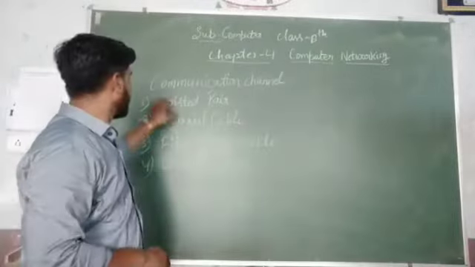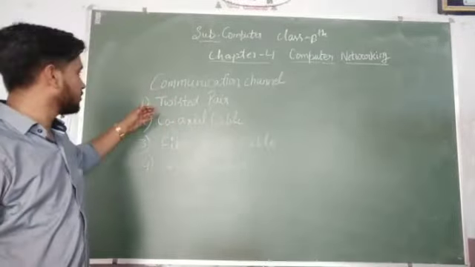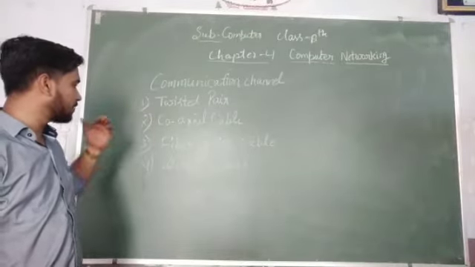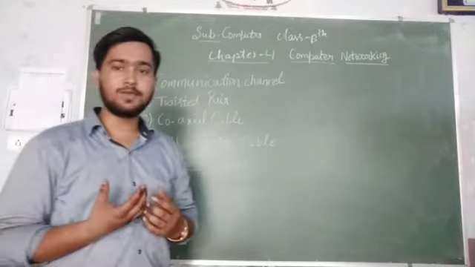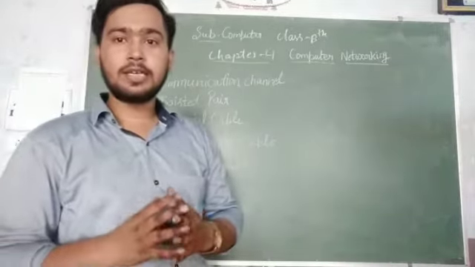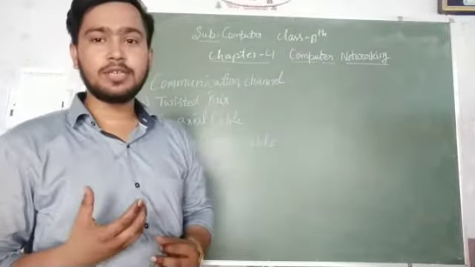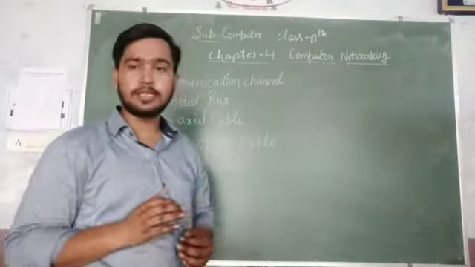Next, what are the communication channels? There are four types of communication channels: first is twisted pair, second is coaxial cable, third is fiber optics cable, fourth is wireless link. So what are communication channels? They are the mediums through which we connect nodes with each other. Those are called communication channels.